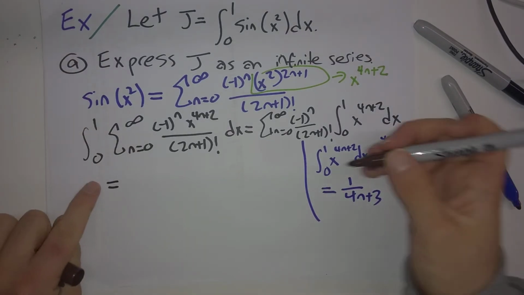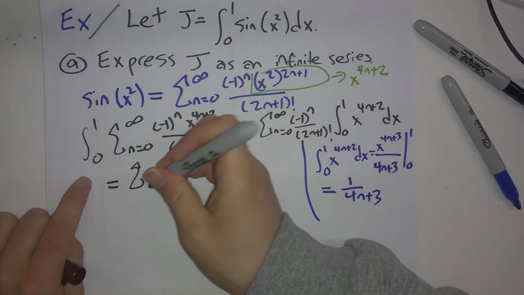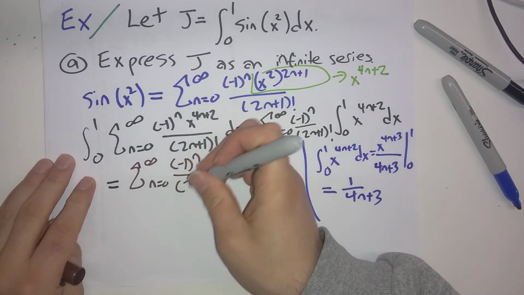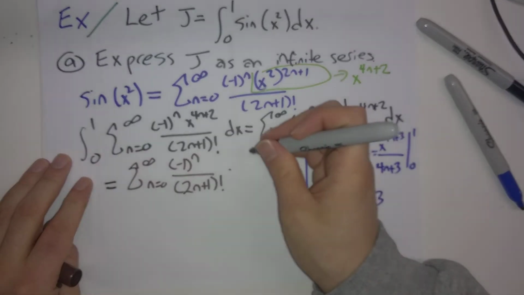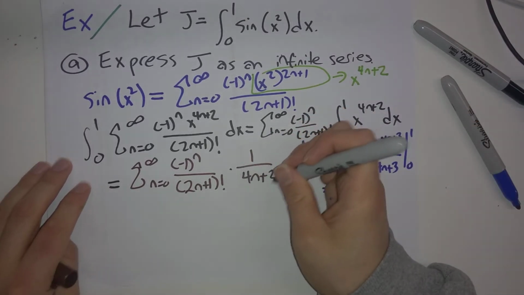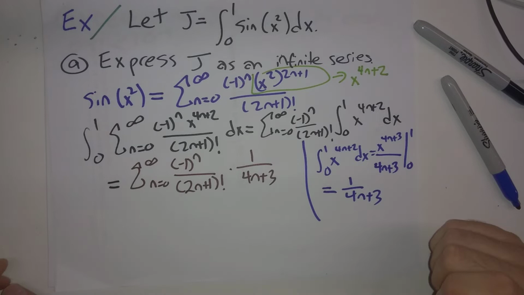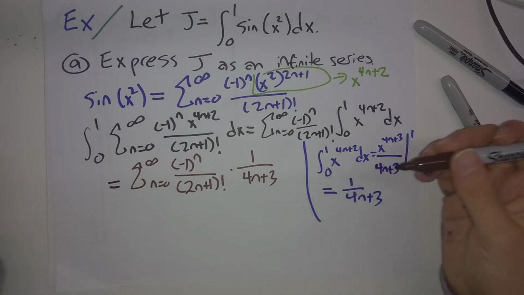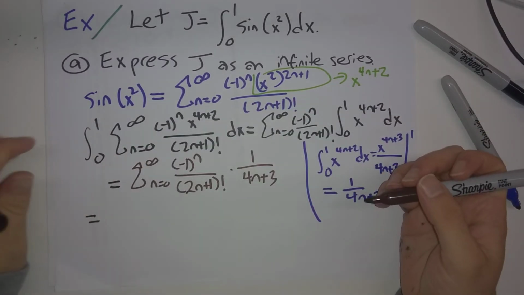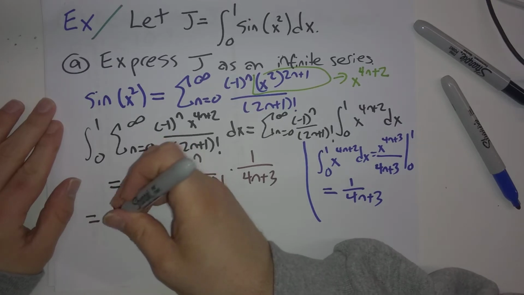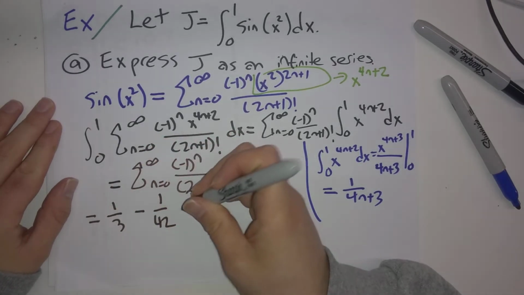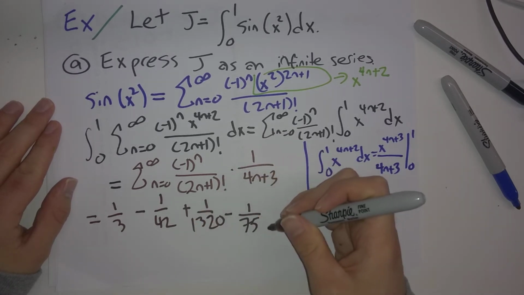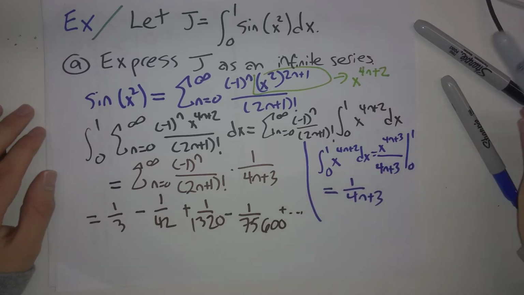So what do we end up with? We have the sum from n equals 0 to infinity of minus 1 to the n divided by 2n plus 1 factorial times 1 divided by 4n plus 3. So here is our infinite series. We have J, which is this integral, written as an infinite series. We want to write out the first several terms: 1/3 minus 1 over 42 plus 1 over 1320 minus 1 over 75,600, and so on.